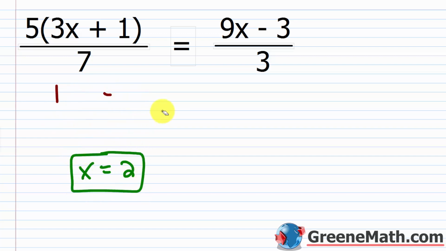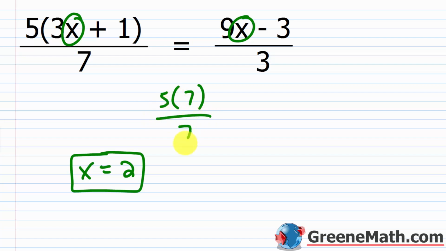Now again, I like to check things. I think you should too. Plug in a 2 for x here, and make sure you get a true statement. So if I had 5 times the quantity, 3 times 2 is 6, 6 plus 1 is 7. So this is 5 times 7 over 7. 7 over 7 is 1, so this is basically 5 on the left. So 9 times 2 is 18. 18 minus 3 is 15, so you'd have 15 over 3, which is 5 as well. So you get 5 equals 5. So x equals 2 is the correct solution here.